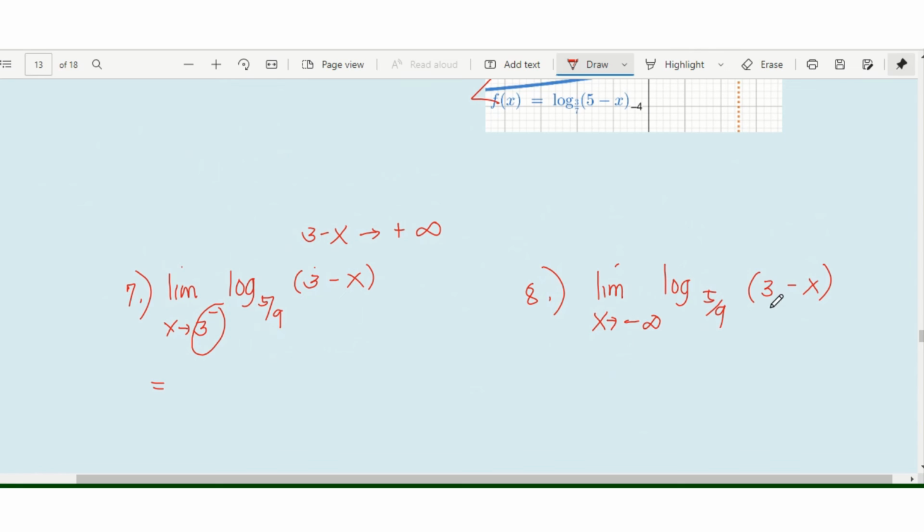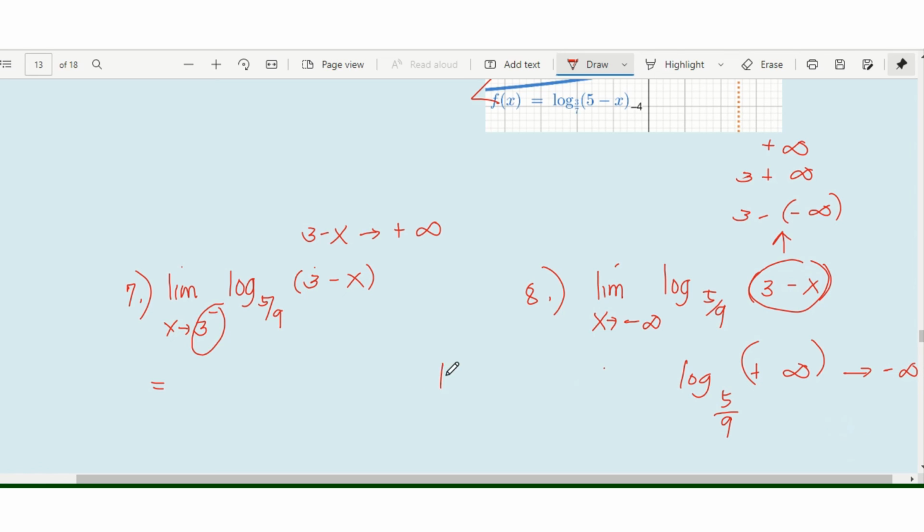Okay, and here, logarithm of 3 minus x to the base 5 over 9 as x keeps on decreasing. Kung mapapansin natin si 3 minus x, 3 minus negative infinity in the behavior of x will give you 3 plus positive infinity, which is positive infinity. So when the logarithm of a number that keeps on increasing has a base less than 1, the tendency here is the entire logarithm, no? The entire logarithm will keep on decreasing.